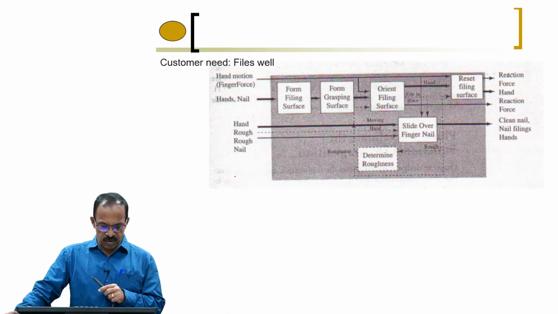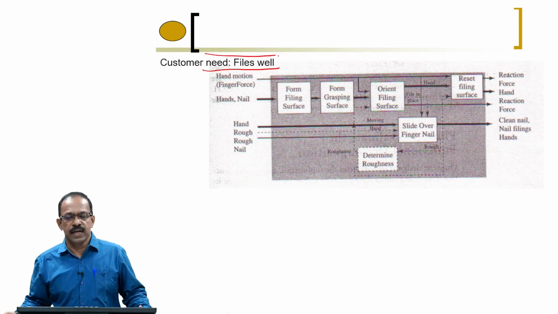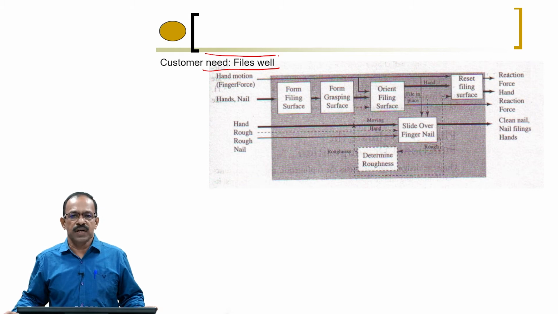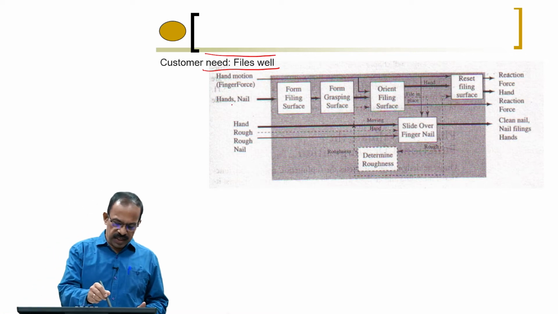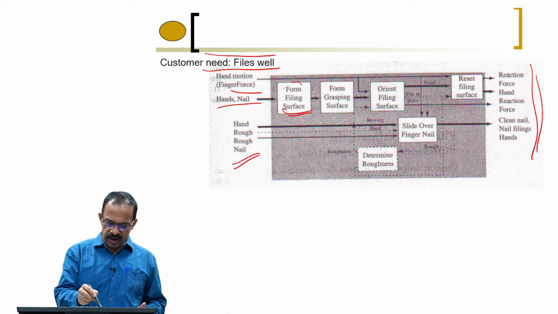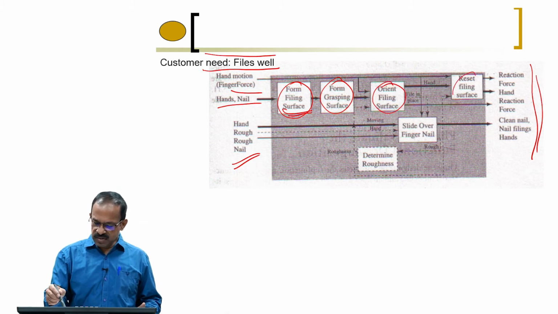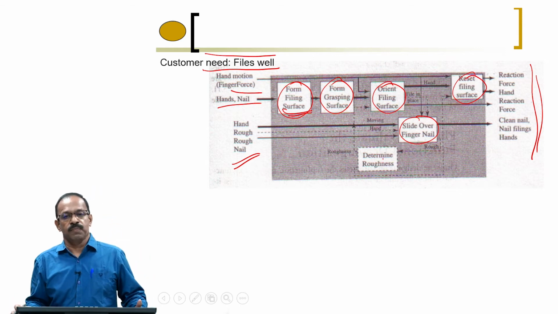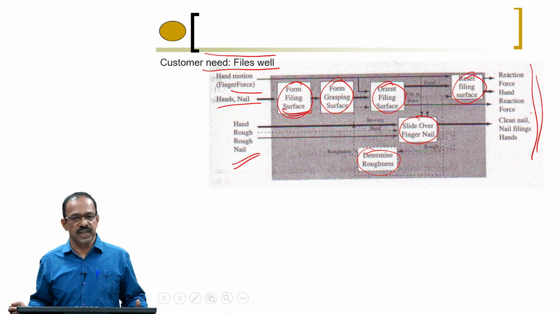For example, file nail, because another function of the nail clipper is to smoothen the edge of the nail. So, we can file the nail to make it smooth, and again you can find out what the inputs are, what the outputs are, and what is happening in between. So, form filing surface, form grasping surface, orient filing surface, reset filing surface, slide over fingernail, and determine the roughness. Determine the roughness is more of an information we need to collect, and that will come as an output also, as a signal.